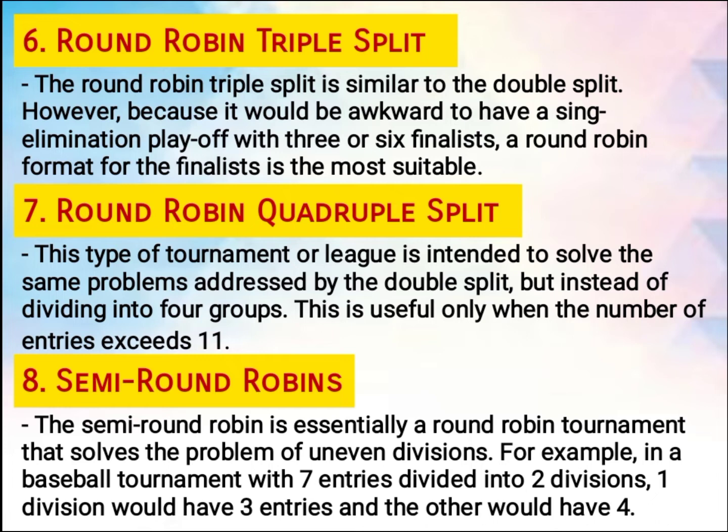The next one is the semi-round robins. The semi-round robin is essentially a round-robin tournament that solves the problem of uneven divisions. For example, in a baseball tournament with 7 entries divided into 2 divisions, one division would have 3 entries and the other would have 4. This means that the division with 4 entries requires each team to compete in one more game than in the division with 3 entries. The semi-round robin corrects for this.